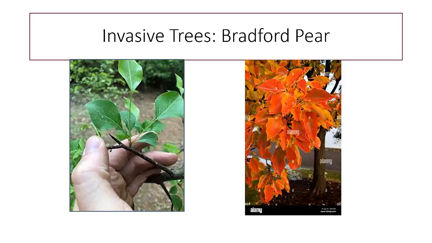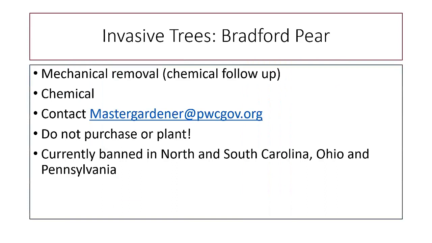So please be aware that it's not one that you want to purchase for your landscape. This is another one where if you're going to get rid of Bradford pear, it's going to require mechanical removal with chemical follow-up. And again, we will give you very specific directions on how to do that. We would ask that you not consider purchasing this plant. There are lots of alternatives to it. The plant is currently banned in 4 states. Both North and South Carolina, Ohio, and Pennsylvania have restricted it from their nursery trade.